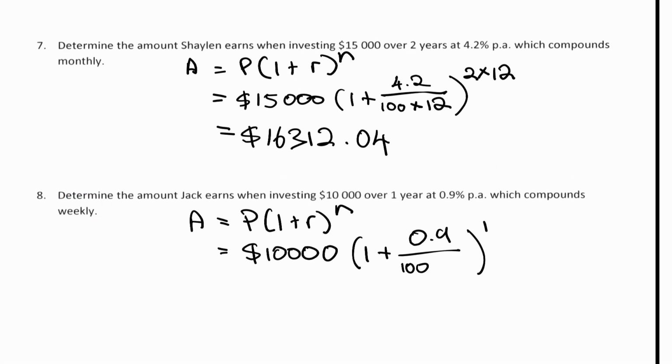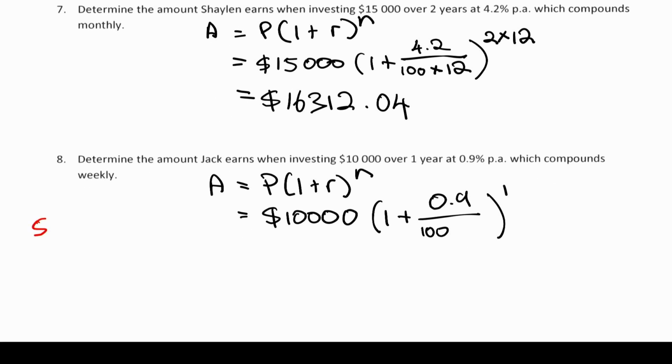Okay, so there are 52 weeks in 1 year. So that means we need to multiply the number of compounding periods by 52. And we also need to multiply the denominator of the rate by 52.